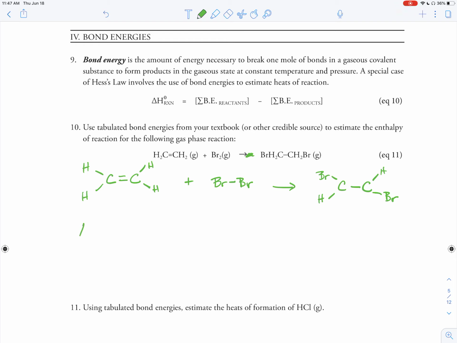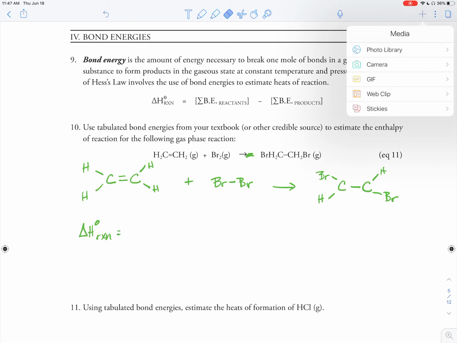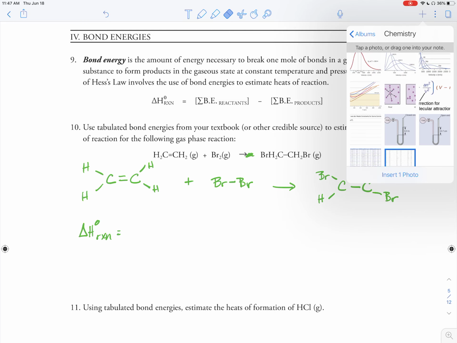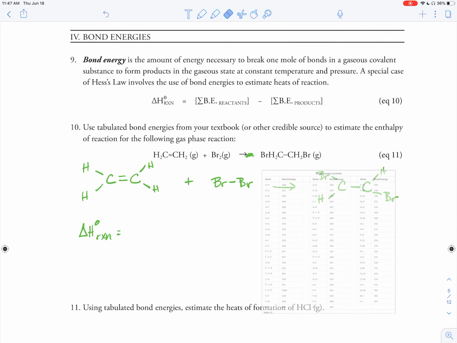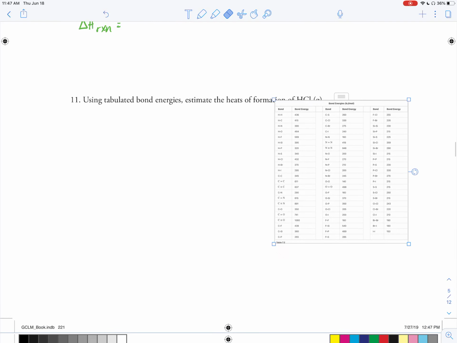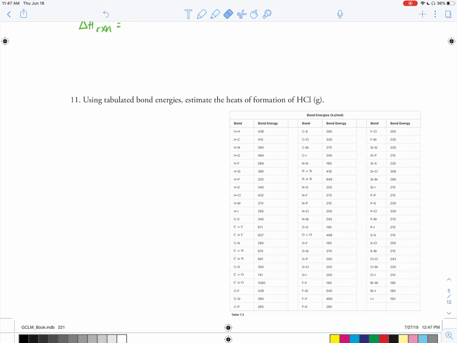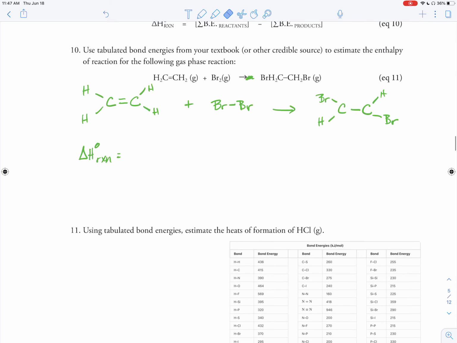And essentially what you would do is delta H naught of reaction is equivalent to the energies that are associated with each of these types of bonds. Well, you need to know what the values are, right? And there's a very easy way to do this. You just look them up in your text, and I happen to have an image for them, and they look something like this. These are some standard values for the types of bonds that we may see.